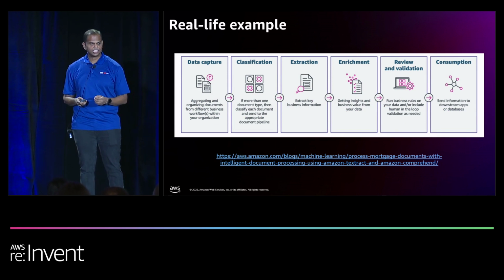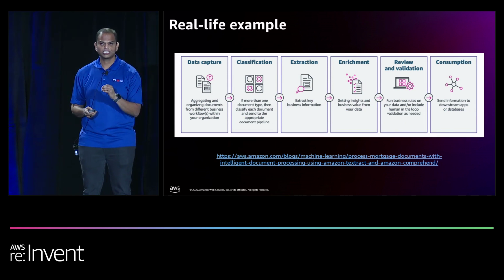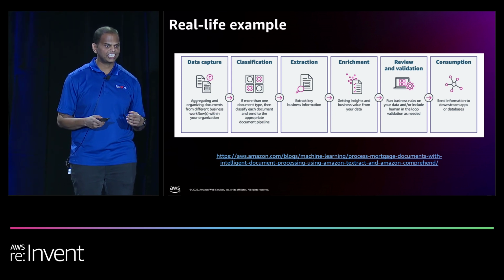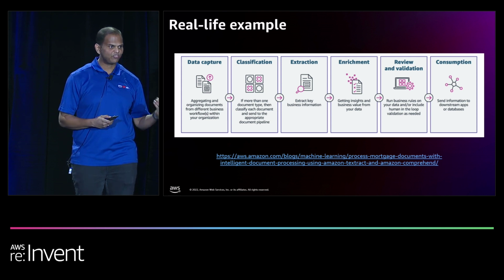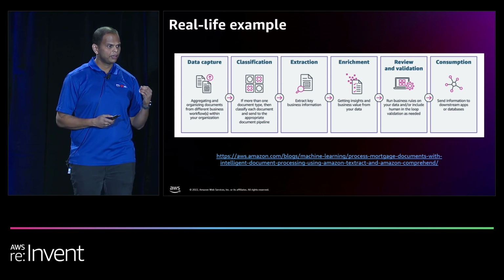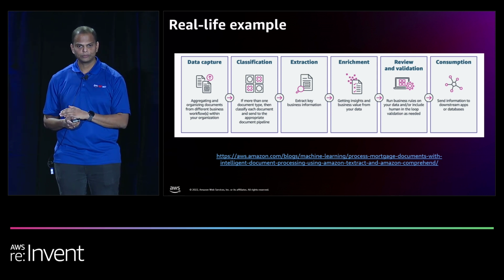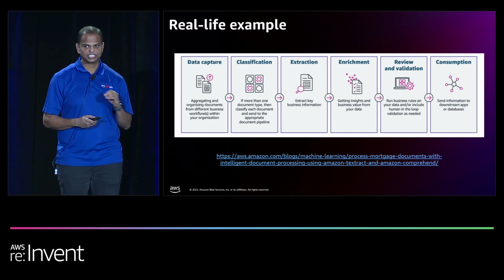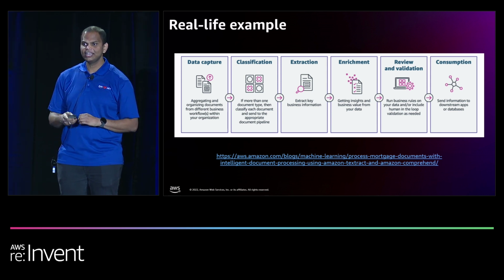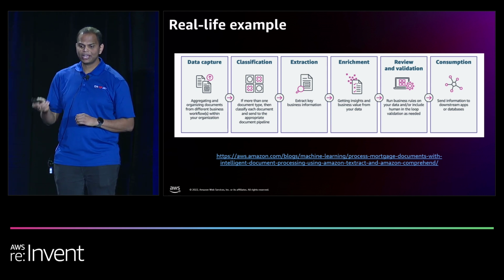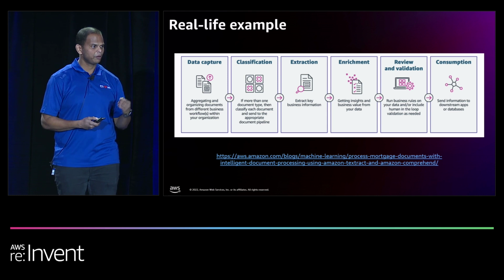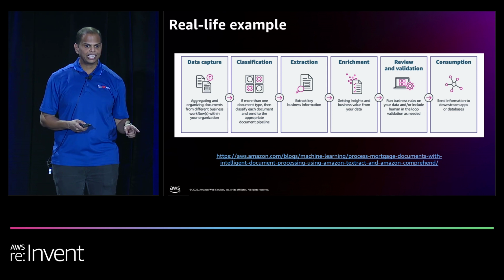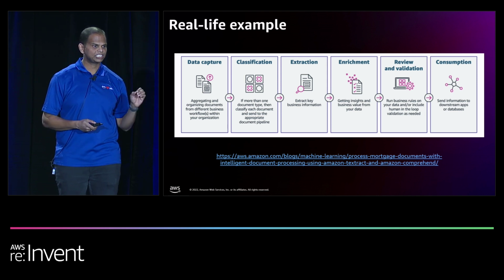Diving a bit further, what does intelligent document processing require? It requires you to capture the data of all the different documents that are required for your business, and then classify them so that you can put them in the right data pipeline workflow. That particular data pipeline will be able to extract the relevant information required for the specific use case and accordingly enrich it. Then there will be a review and validation step before providing it to the downstream system for consumption. Now, all of this can be easily automated using Textract and Comprehend.